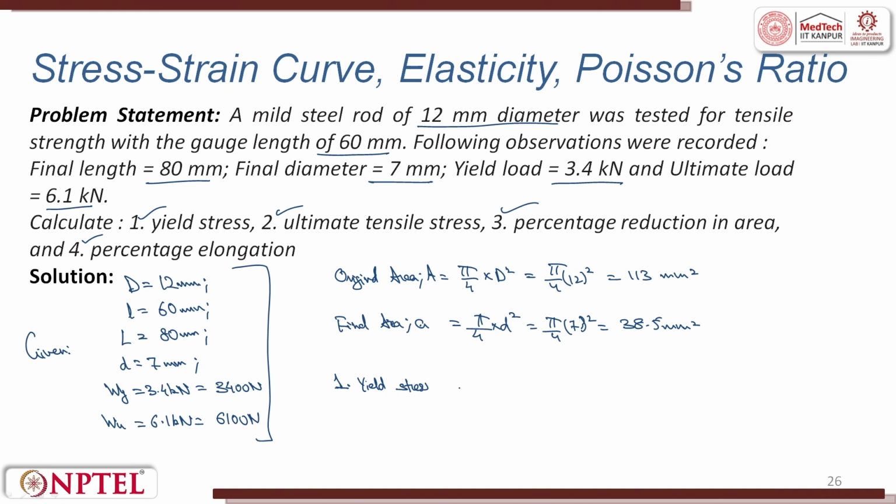Yield stress, we know, is equal to the yield load per unit initial area. This is equal to 3400 by 113. This turns out to be 30.1 Newton per mm square, or I can put it as 30.1 megapascal.